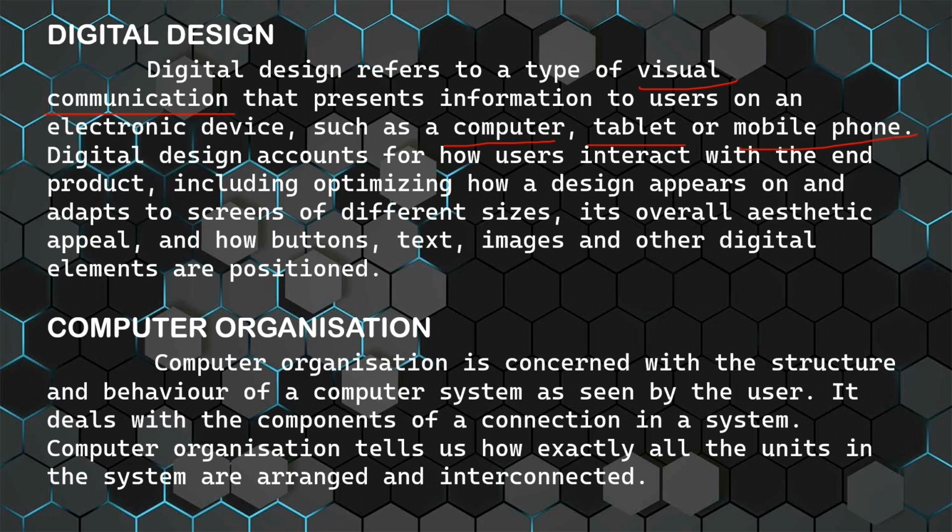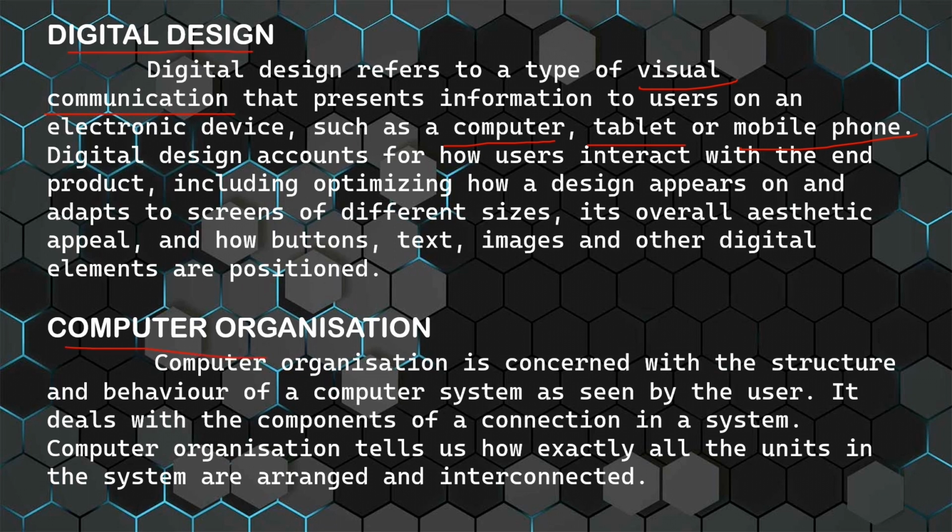Digital design will tell the user how the buttons, texts, images and other digital elements are positioned in the electronic devices, and it will account for how users interact with the end product, which includes optimizing how a design appears and how the designs are adapted to the screens of different sizes. Okay, so this is about digital design.